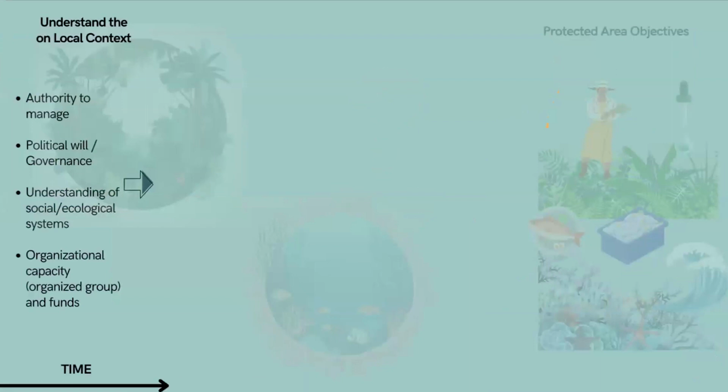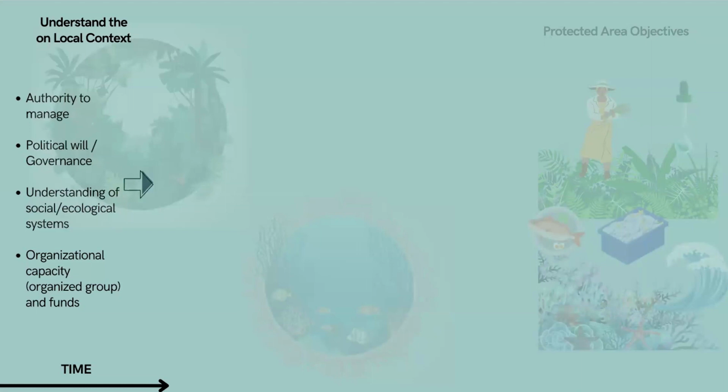To establish a protected area, there are some foundational things that we must understand or must be in place, or it's going to be extremely hard to do anything else. And these are things in the local context. Things like authority to manage the area. If we don't have the authority to manage and we can't make decisions, we can't take actions. We can't even really do anything towards the site.